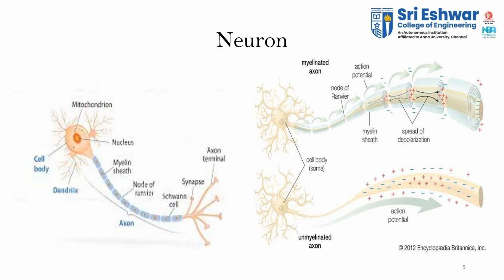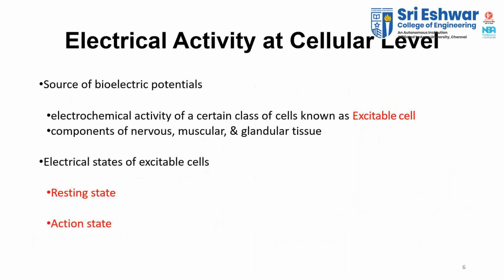Next is electrical activity at the cellular level. How is electrical activity taken out from each individual cell? Electrical signals, that is bioelectrical potentials, are extracted by means of biosignals. The electrochemical activity of a certain class of cells is known as excitable cells. You already know the word excitation. In an electronics laboratory, we say the component is in an excitable state. Excitation is nothing but an electrochemical activity.